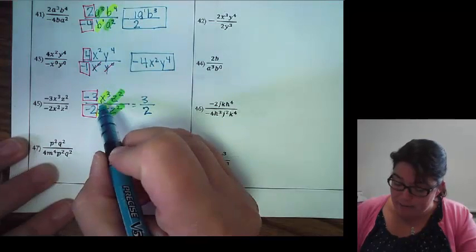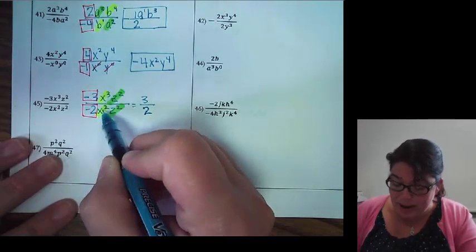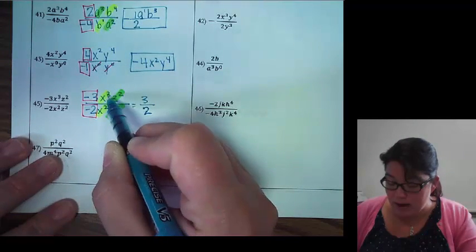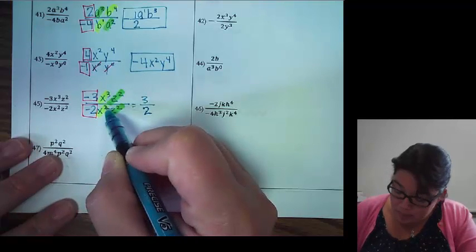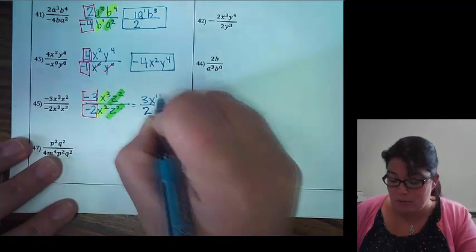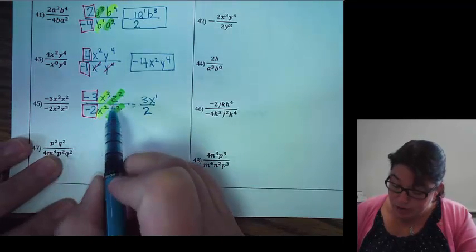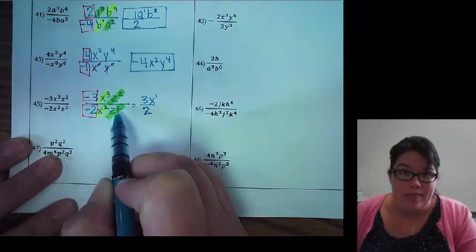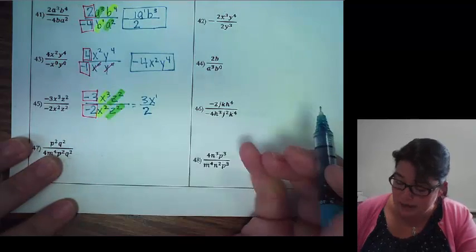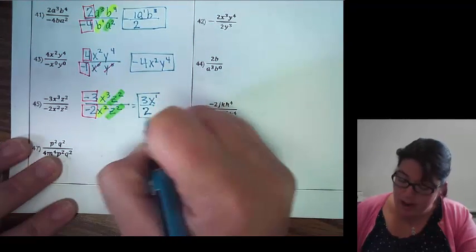For x's, I have x cubed divided by x squared. So I'm going to do 3 minus 2 is 1, and I'm going to put that 1 in the numerator because that's where the bigger one was to begin with. For z, I have 2 minus 2, which is 0. That becomes 1, so I don't even need to put it in here. And there's my final answer.